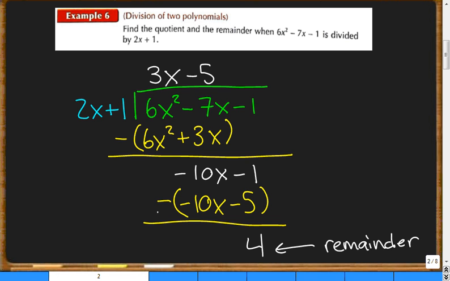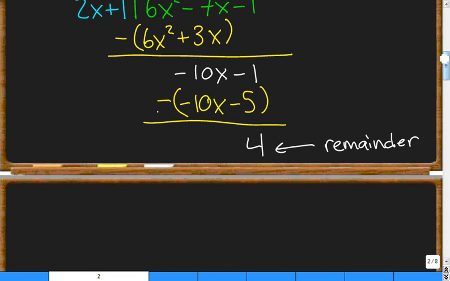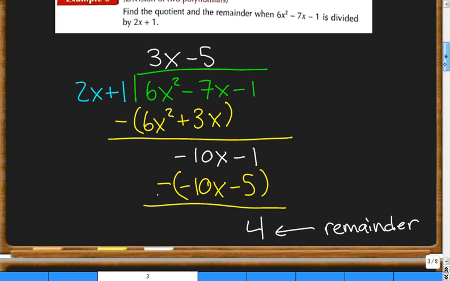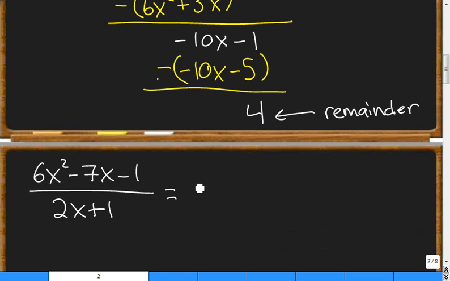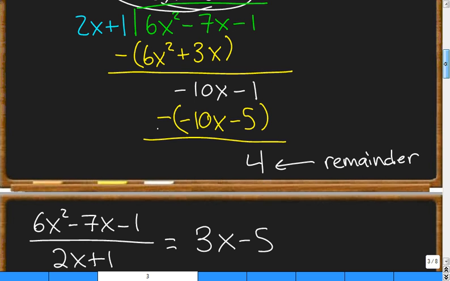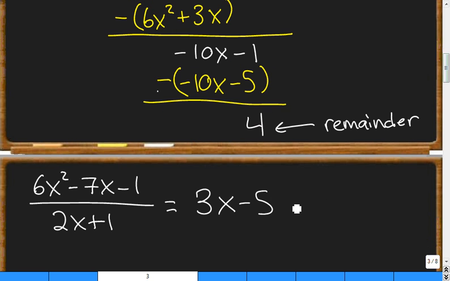So what we actually have here is that 6x squared minus 7x minus 1 divided by 2x plus 1 equals what we found here at the top, which is 3x minus 5, and a remainder here, which is 4. We have 4 of these things left over, plus 4 of these 2x plus 1s. So that's what we, in a sense, have left when we do this problem.